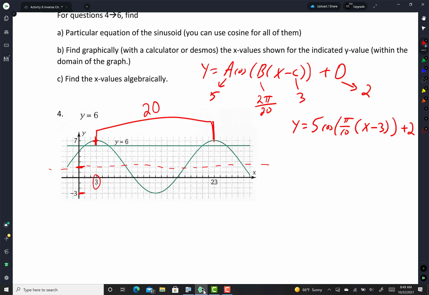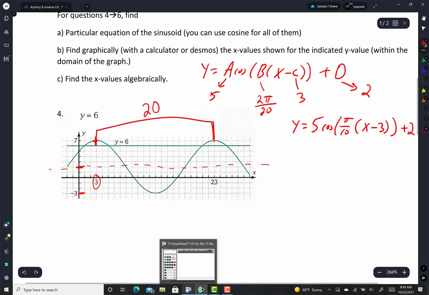Next, it says find graphically with a calculator or Desmos the x value shown for the indicated y value. So the y value is 6, and I'm looking at this. So let's go ahead and type that equation in. Take your calculator. Do you guys have calculators? Let me get you the calculator.